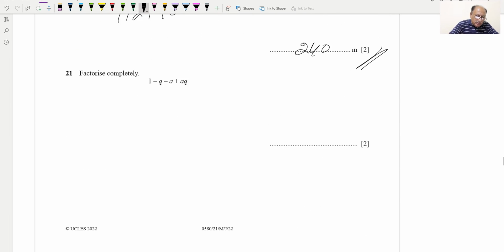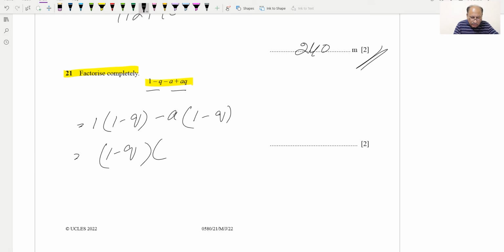Now question number 21, factorize completely, and this is the expression given. Basically we can make these two pairs. From the first pair we can take one common, so inside will be 1 minus q, and from the second pair we can take minus a common, so inside will be 1 minus q, and further we can combine 1 minus q, and this will be 1 minus a. This will be our final answer, 1 minus q and 1 minus a, and this is for 2 marks.